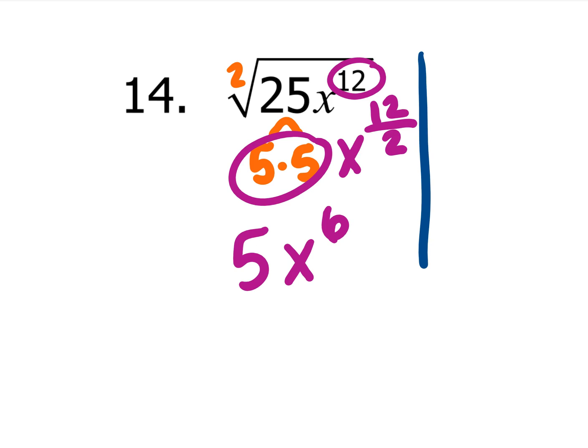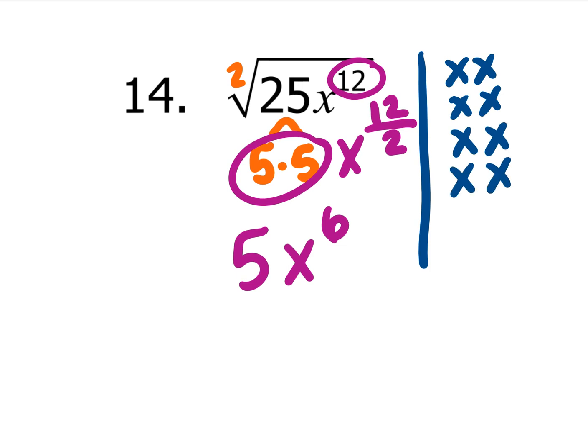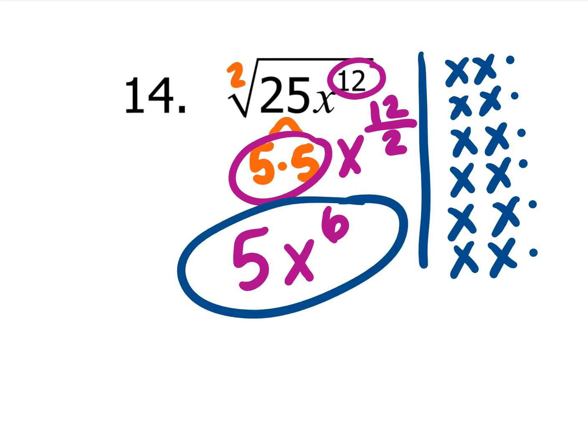So if I had 12 x's, 1, 2, 3, 4, 5, 6, 7, 8, 9, 10, 11, 12. That's 1, 2, 3, 4, 5, 6 groups. So it still works either way you want to do it, but you need to do them separately. Like do the number first and then take care of the exponents.